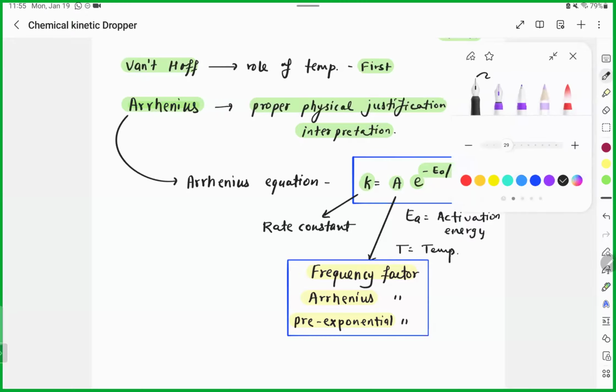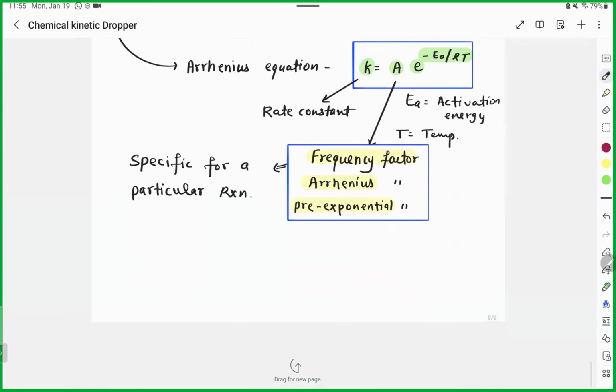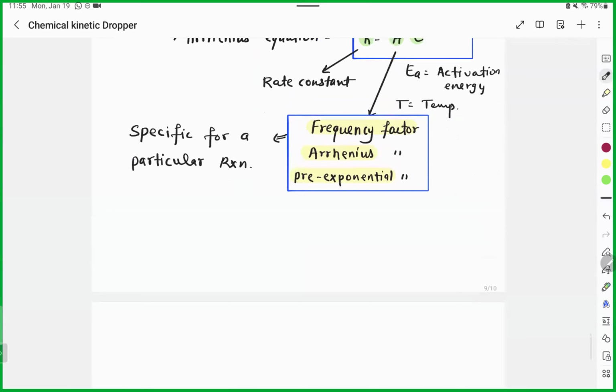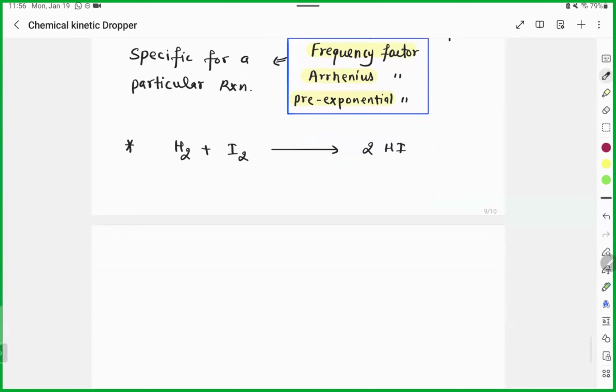Okay, and you can note it down. It is specific for a particular reaction. Any doubt? What Arrhenius said according to this equation, he said that if you take any example, NCERT mentioned this example, that if you take H2 reacting with I2, it will form 2HI. He said that there will be a formation of an intermediate, and this intermediate will be unstable. Same thing is given in NCERT.